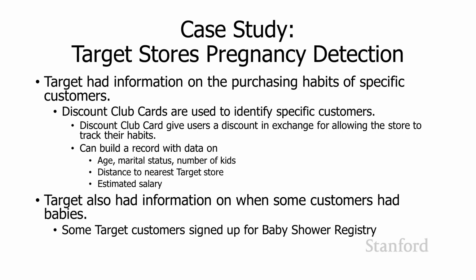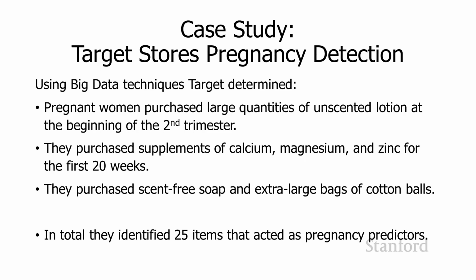And then the second data set that Target had was people who had registered for the Target baby shower registry. So they had one set of information on the buying habits, and they were able to identify specifically when some of those people were pregnant and have some idea on the timing there. And so what they did was they took all the information and used big data techniques. They were able to discover that pregnant women purchased large quantities of unscented lotions at the beginning of the second trimester. They purchased supplements of calcium, magnesium, and zinc for the first 20 weeks, and they purchased scent-free soap and extra-large bags of cotton balls. In total, Target was able to identify 25 different items that acted as pregnancy indicators.